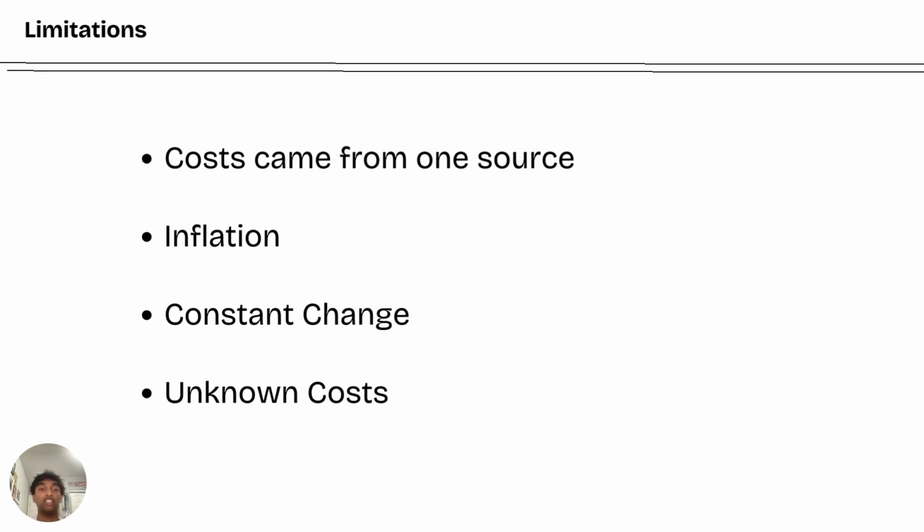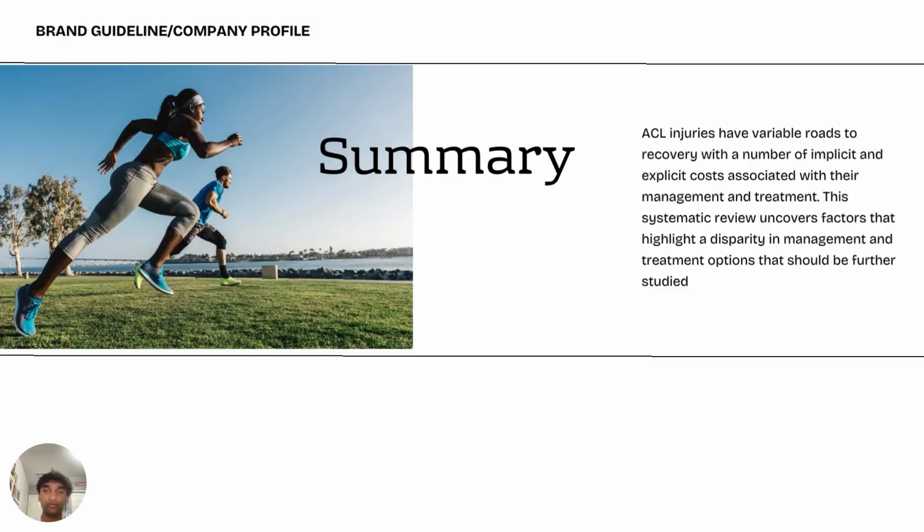Technology and medicine are constantly changing, and as time progresses, ACL recovery and surgery will become more efficient and will be able to be done in a faster setting, allowing workers and athletes to return to work at a faster rate. And with these, there are also unknown costs. We're not able to put a cost to everything that athletes and everyday workers are going through. And some of these things are priceless, such as time spent away from family, time spent in recovery, and overall quality of life. So, in summary, ACL injuries have varied roads to recovery with a number of implicit and explicit costs associated with their management and treatment.